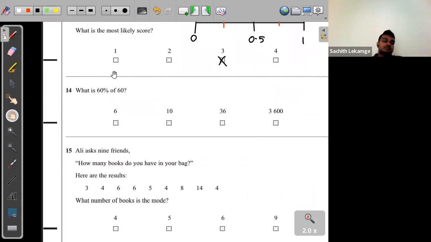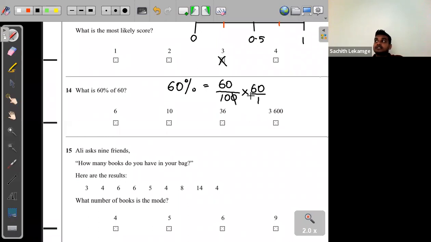Very good. What is 60% of 60? Whenever you see a percentage sign like this, you can write it as a fraction. When you see "of", what does this "of" represent? Multiplication. We did this long ago, right? Into 60. So 60% of 60 means this is what you should write. Now remember, there is a ghost over here. You can cut the zeros. This zero will cancel out with this zero. Because this 100 is in the denominator, this number is in the numerator. 6 into 6, which is 36.